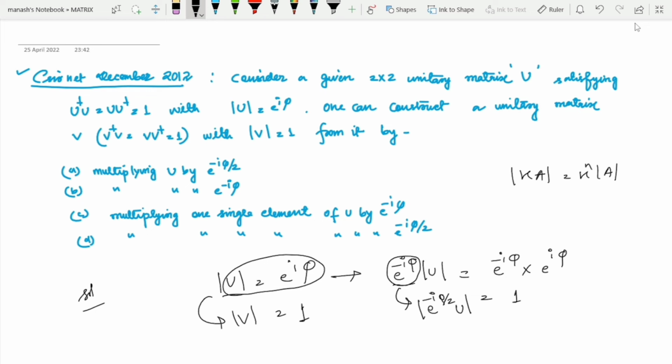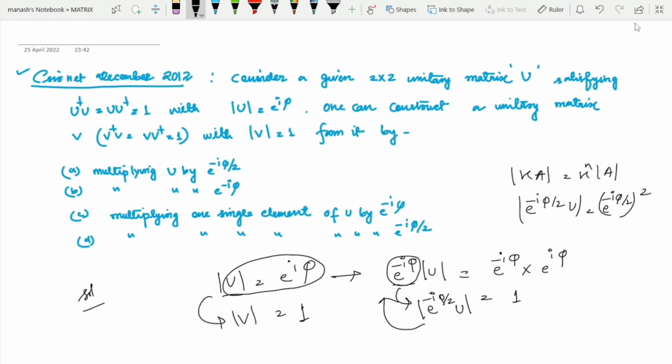Now you can see that if you solve like this, e to the power minus i phi by 2 times U, if there is a constant and you take it outside, it would be e to the power minus i phi by 2, to the power 2, because U is a 2 cross 2 matrix. See, e to the power minus i phi by 2 into U, if this is a constant, it would be e to the power minus i phi by 2 to the power 2, because n is here the order of the matrix A.